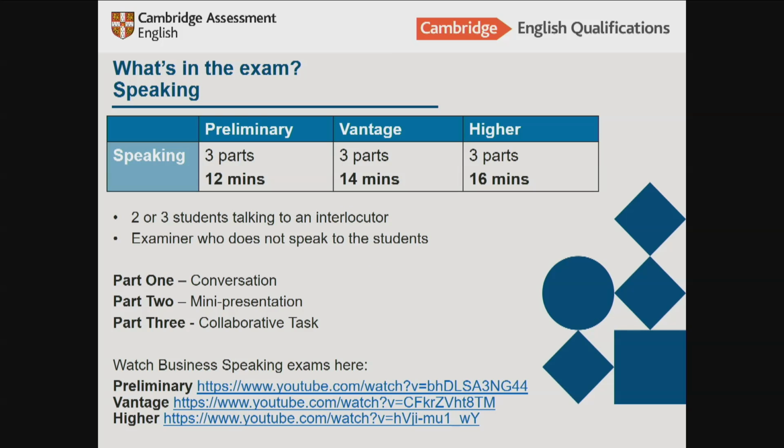And finally, there is the speaking test. We mentioned that there are 3 parts to the speaking test. You can see that the exams are a little bit longer as the exams get more difficult. There will be 2 or 3 students at a time talking to an examiner, also called an interlocutor. And there will also be another examiner in the room who doesn't speak, but who will be listening to you and marking you. In the first part, there will be a conversation between yourself and the examiner.